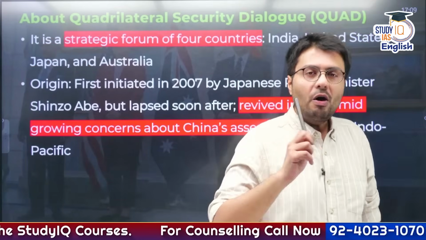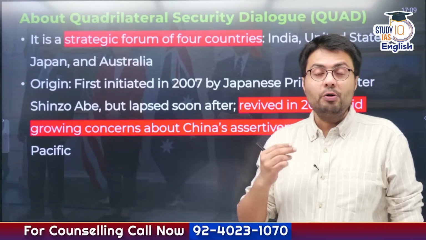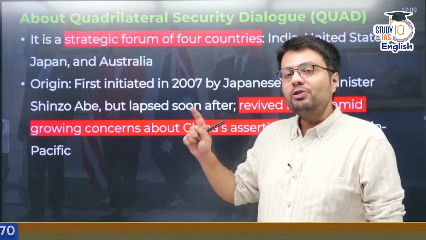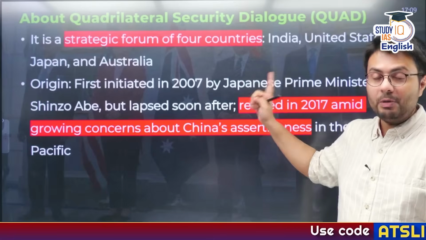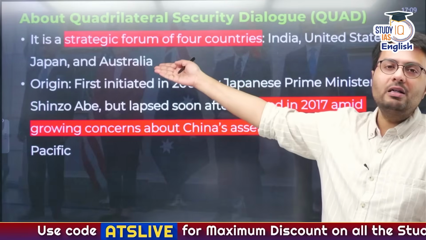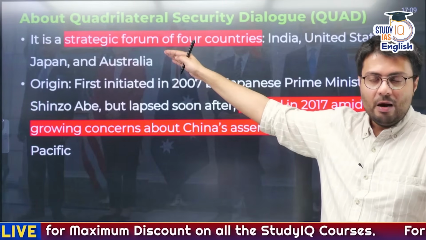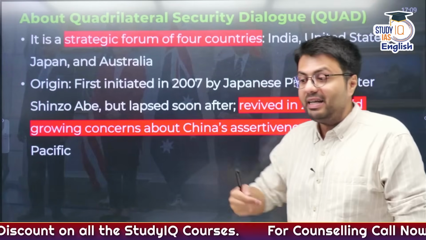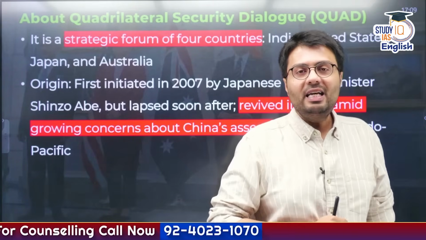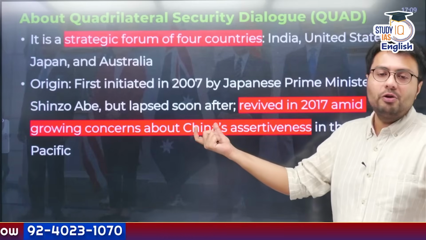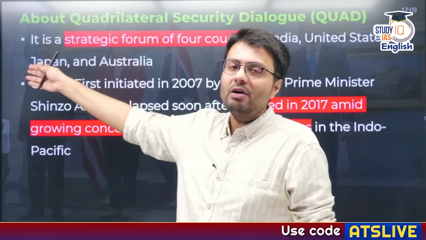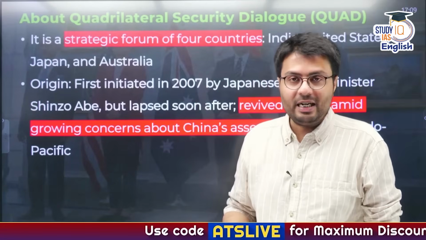Now, Quad is a strategic forum of 4 countries. It includes India, United States, Japan and Australia. It originated back in 2007 by the former Prime Minister of Japan, Mr. Shinzo Abe. But soon after, it lapsed because of the reluctance of Australia to go against China. But in 2017, after China threatened many other countries directly and indirectly in the Indo-Pacific region, these countries tried to revive this grouping against China's assertiveness. So originally it originated in 2007, but it was revived in 2017.